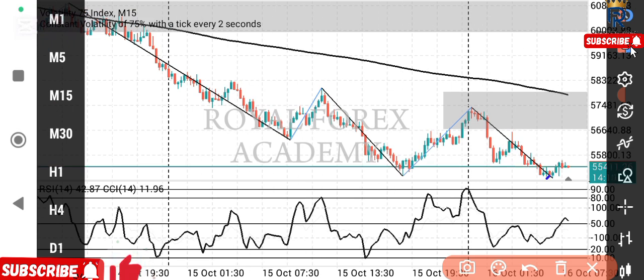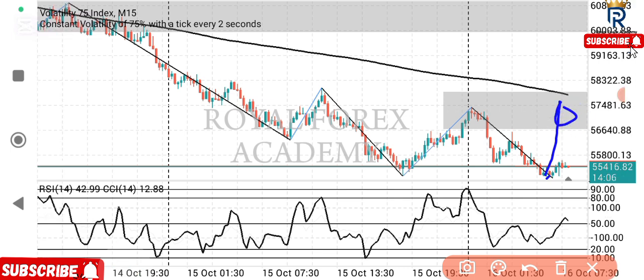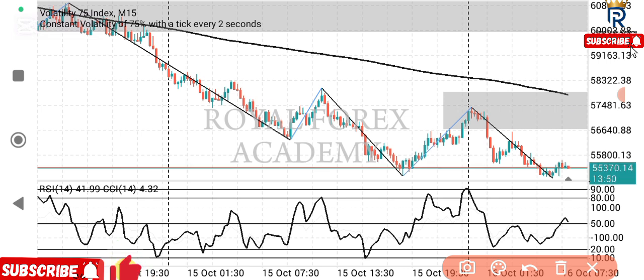If price should pull from here and come into this zone and give us a bearish candle confirmation, we will sell to the downside. And if it happens here and gives us a divergence, we will still sell to the downside. But before then, look at what happened here. Price came here, we have this bearish candle.